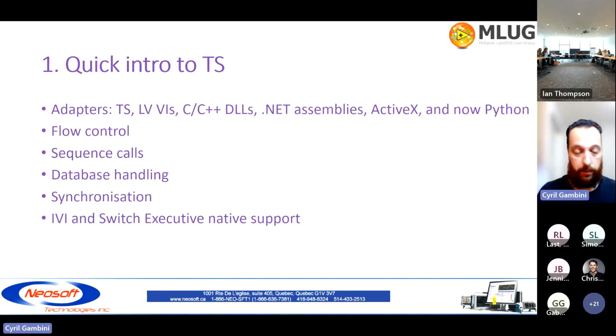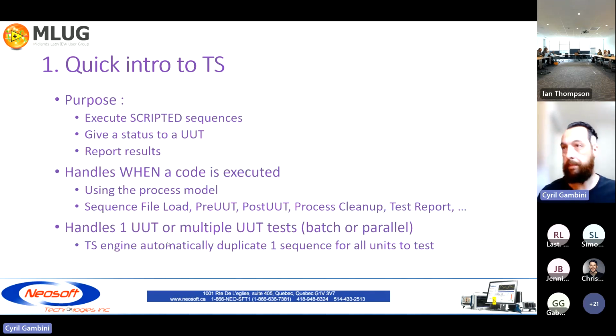And since you create sequences, you can call sequences thanks to sequence calls. And you can handle databases to store results. And you've got a few options for synchronizing code execution between sockets. TestStand, the engine, allows you to run the same code over one UUT or several UUTs at the same time, so you've got process models to handle this. And TestStand also comes with a few IVI steps and switch executive steps, so you can actually control your instruments natively for IVI supported instruments.